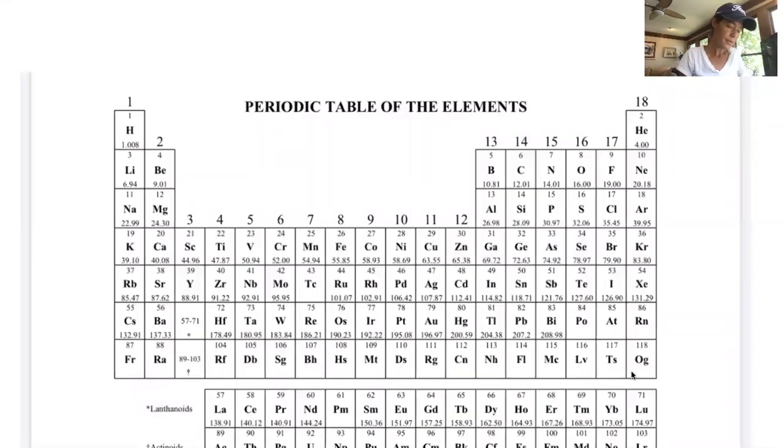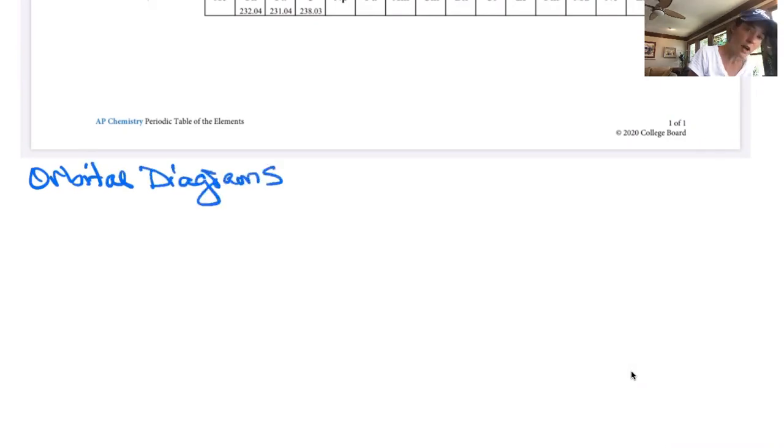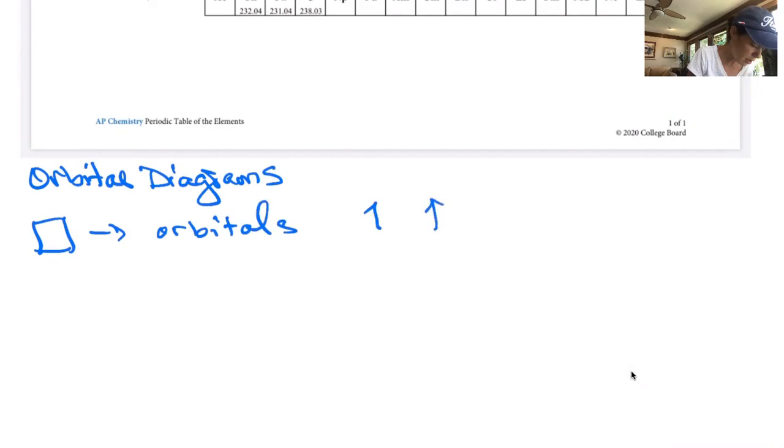So let's try to keep it simple here. And let's get our pen. I want green, let's do blue. We've got orbital diagrams. What we're going to do is use boxes to represent orbitals, and arrows are going to represent the electrons.